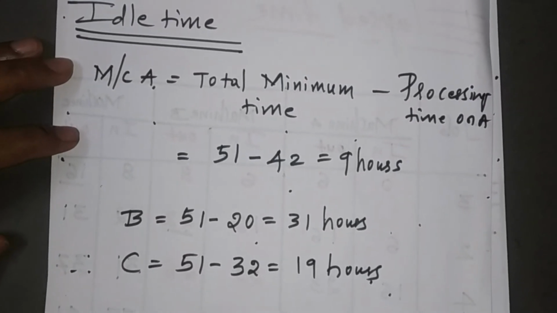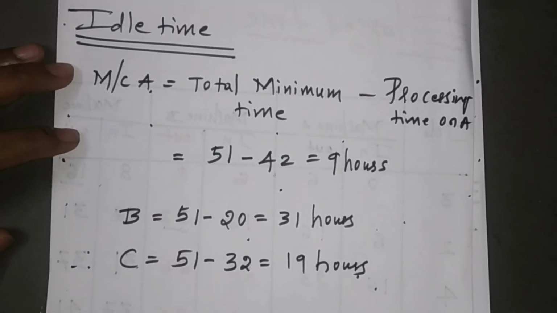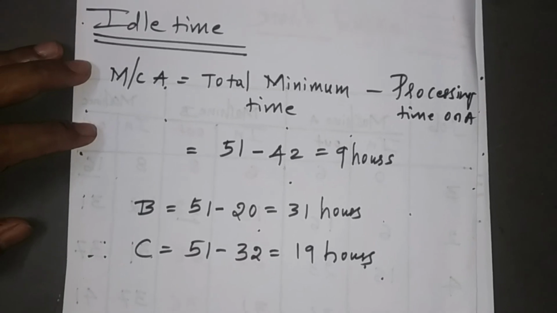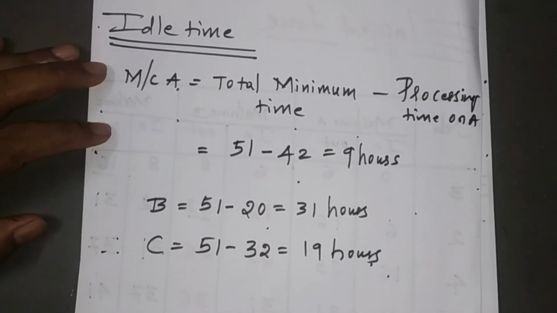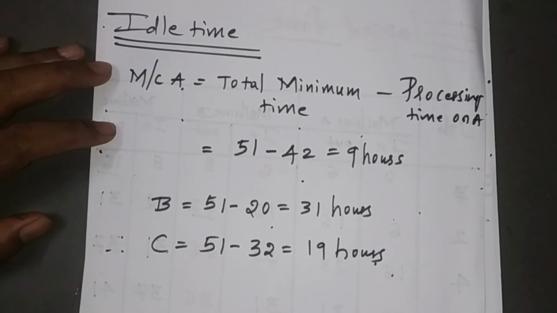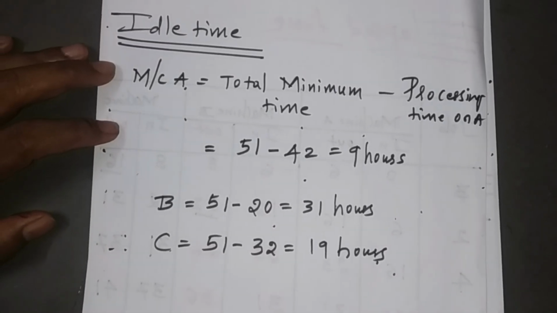So this is how we need to calculate the minimum elapsed time and idle time for the problem of the second type of sequencing, where we're going to process n number of jobs on 3 machines.